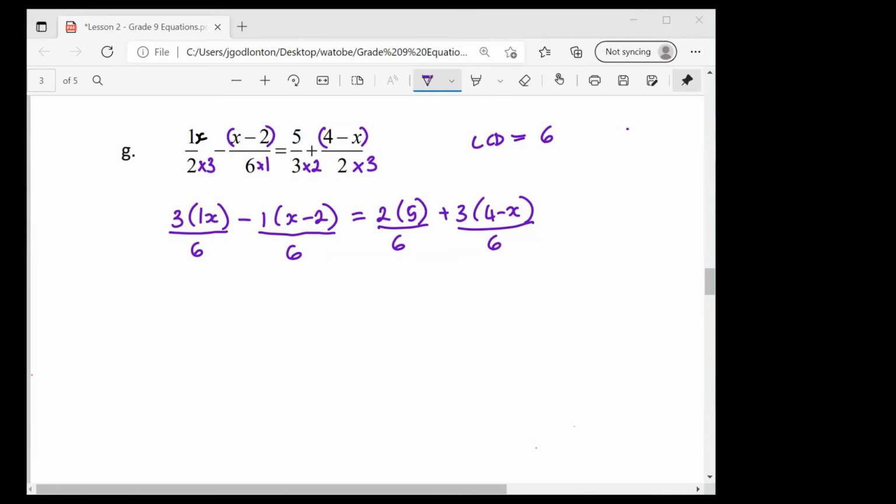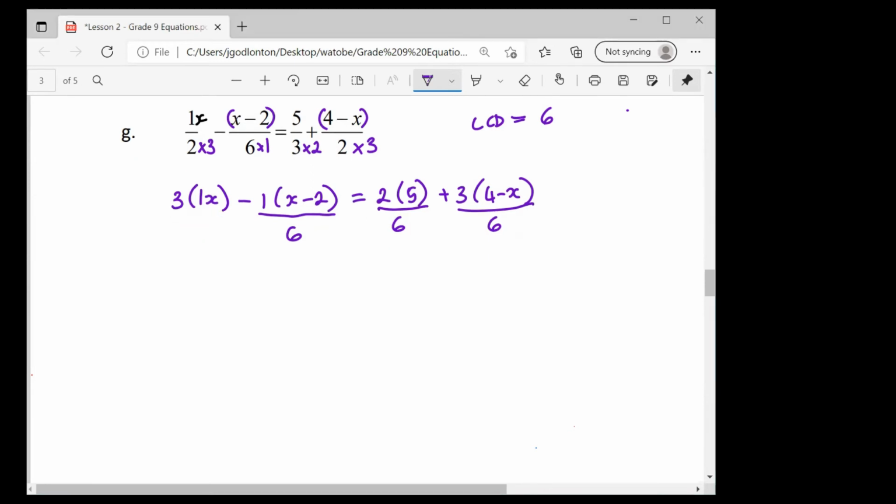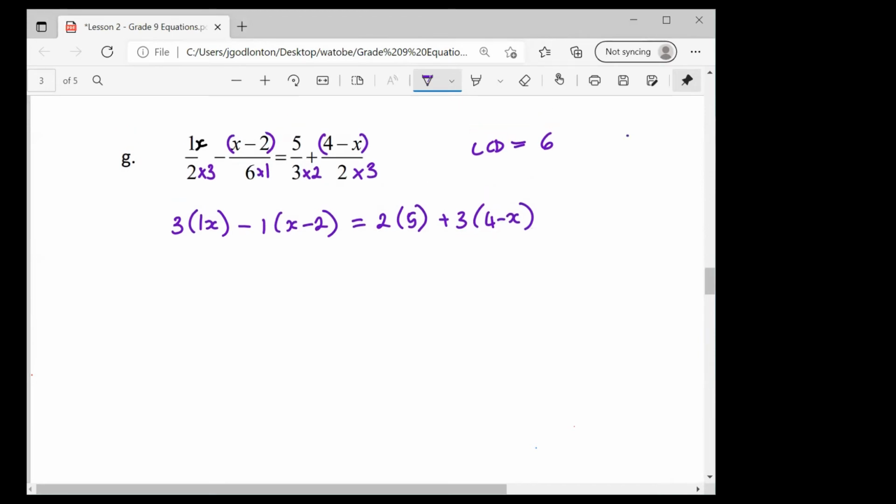All right. Now that they have the same denominator, we get to get rid of our denominator. So I get to just erase mine, but yours would obviously be another line. Okay, so I'm just going to be sneaky and get rid of mine like this. Next step is we need to do our distribution. So we're just going to multiply everything into their own brackets.